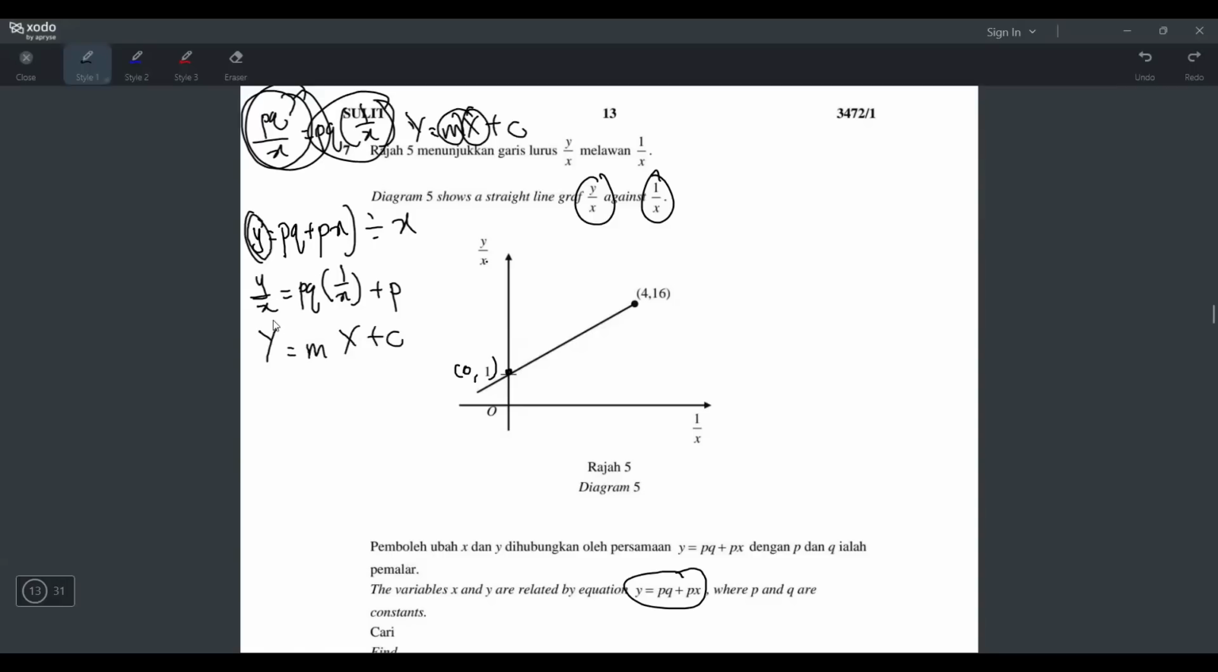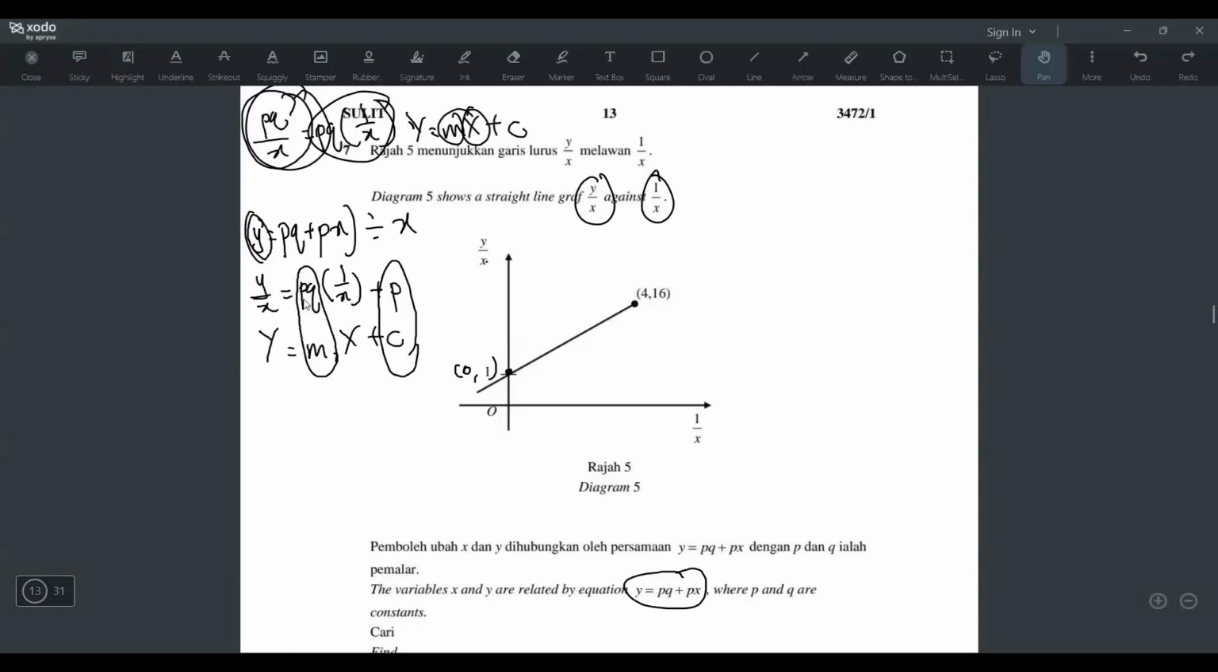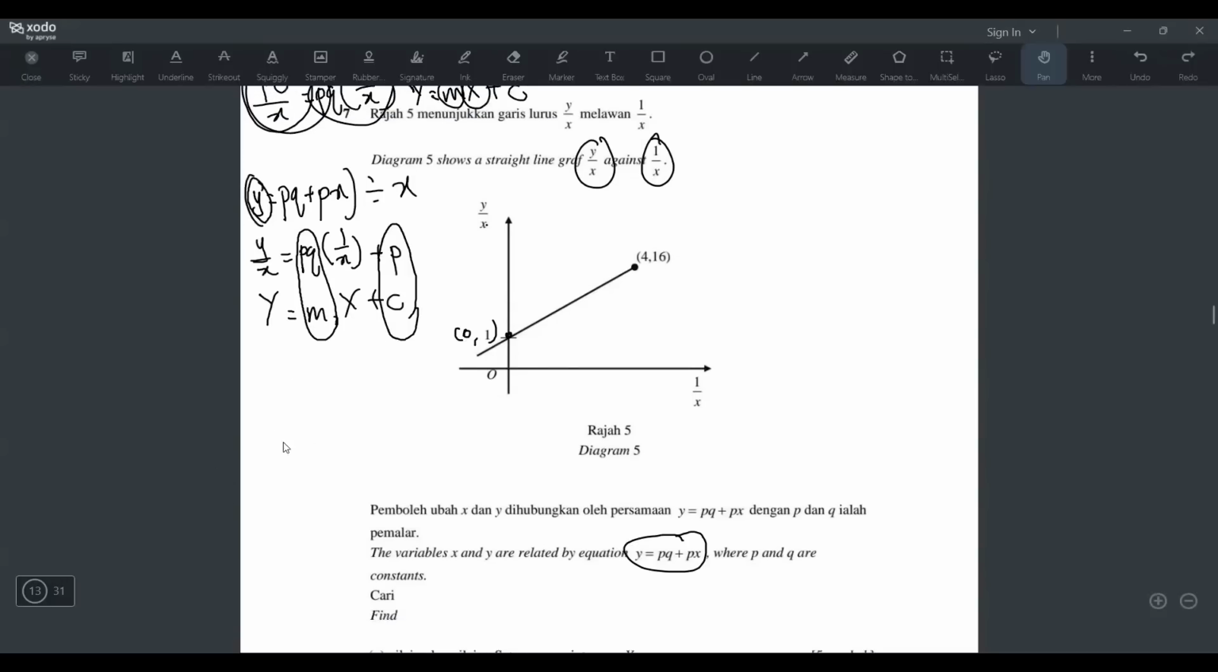Now you can see very clearly that the y-axis, y over x, is already matched with the graph near the y-axis. And your x-axis also matches the graph's x-axis. So good. Now you can know what your gradient really is. Your gradient from the equation is PQ and your y-intercept is P. Later you need this to do your part A, part B. Even though I haven't read the A and B questions, I know for sure this will be useful later. Okay, later you need this, all right?